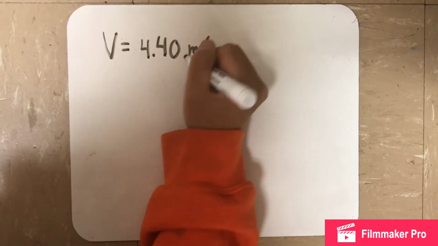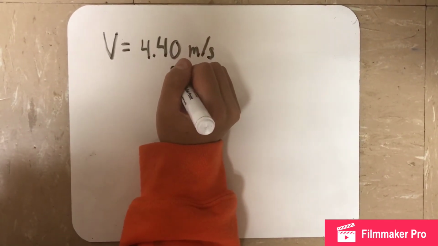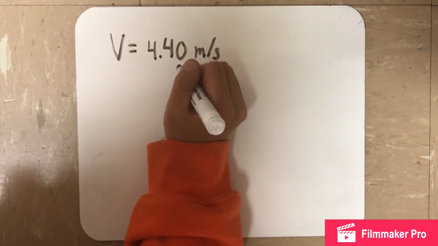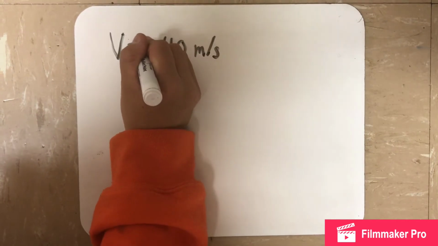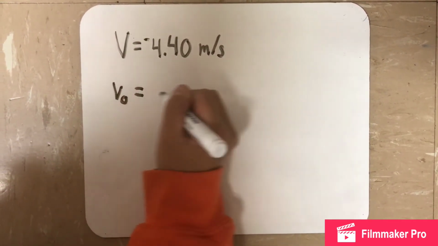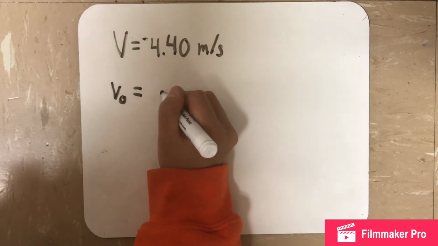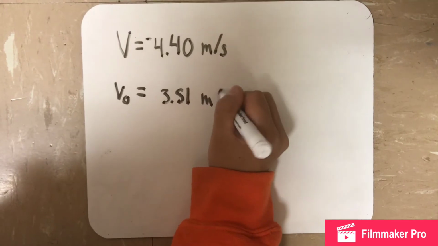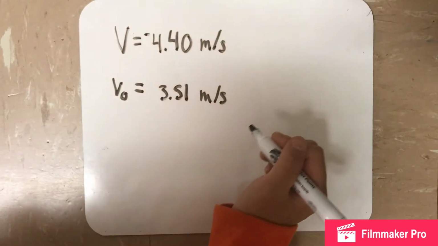So the velocities that we found: this one was the velocity as it went down, and since the direction is going down, it would be negative. And then the velocity we found as it was coming back up would be positive because the ball is going up.